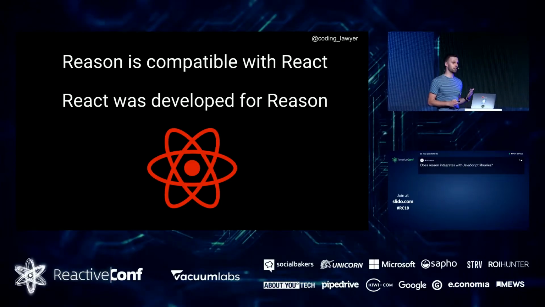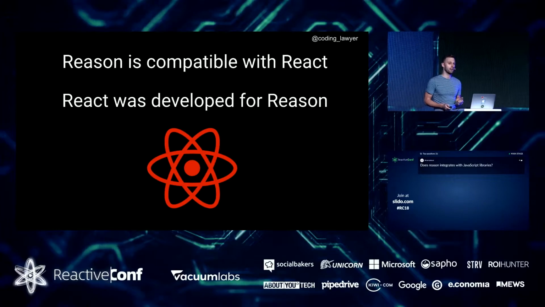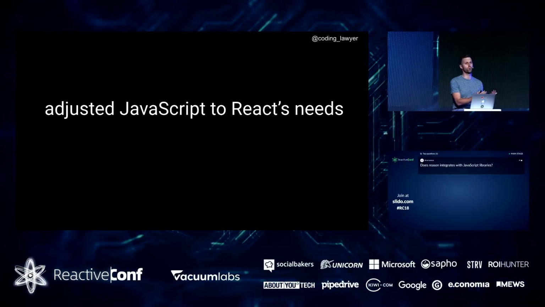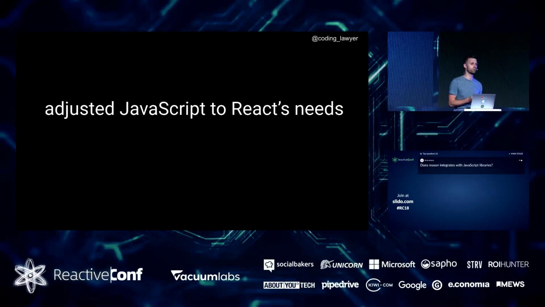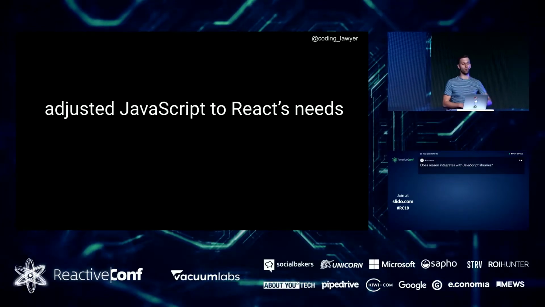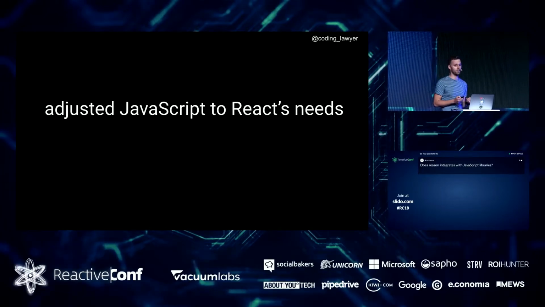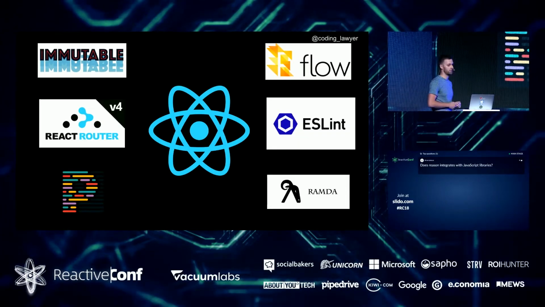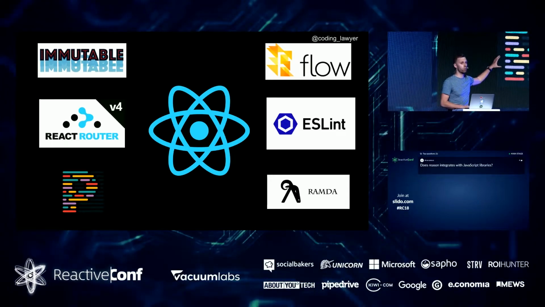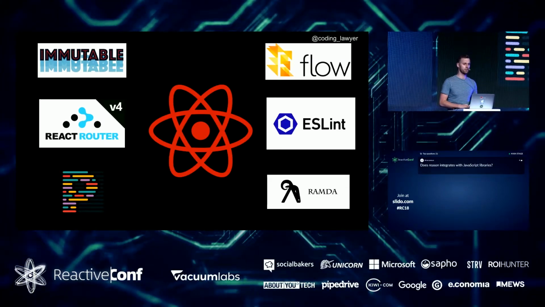And when React came into JavaScript, we needed to adjust JavaScript to React's needs. So we created a lot of tools and libraries to make development smoother. And this means another layer of complexity for our application. So your typical React application will have at least these dependencies. Now, what if we swap React for ReasonReact? Do we still need all these dependencies?